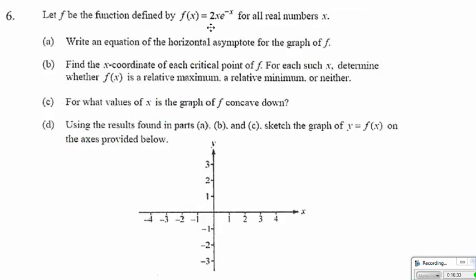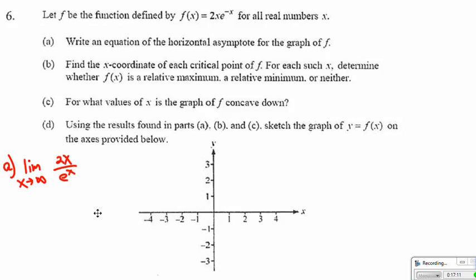So that's the expression that we have. Write an equation of the horizontal asymptote. Now, for the horizontal asymptote in this case, let's try to put it as the limit of that expression. I'm going to write it as 2x over e to the x because of the negative exponent, as x approaches positive infinity or negative infinity for that matter.